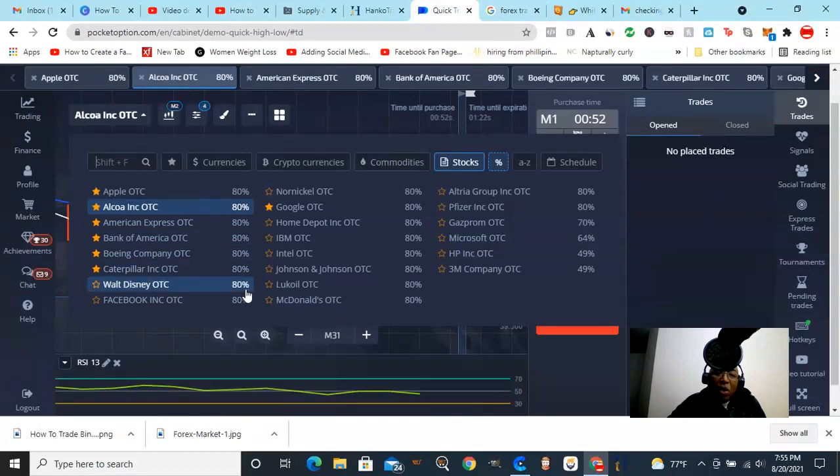And you can see what percentages they're paying. They're paying quite a high percentage here, and that's one thing I like about Pocket Option. You can trade OTC binary options at 80% if you win. That's the profitability. So for every dollar that you trade on Apple OTC stock, if you win, you get 80%. That means you make $1.80 from $1. So your $1 grows to $1.80.